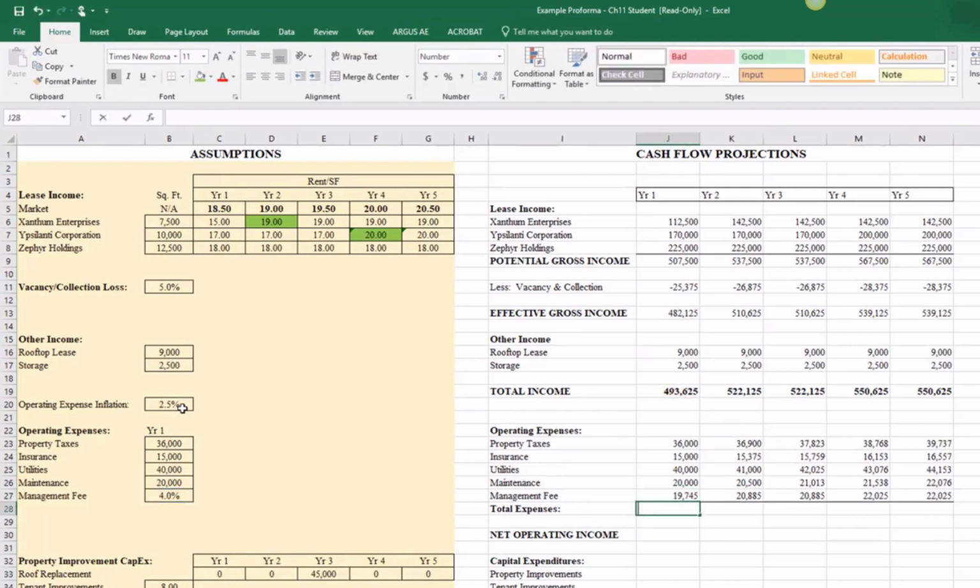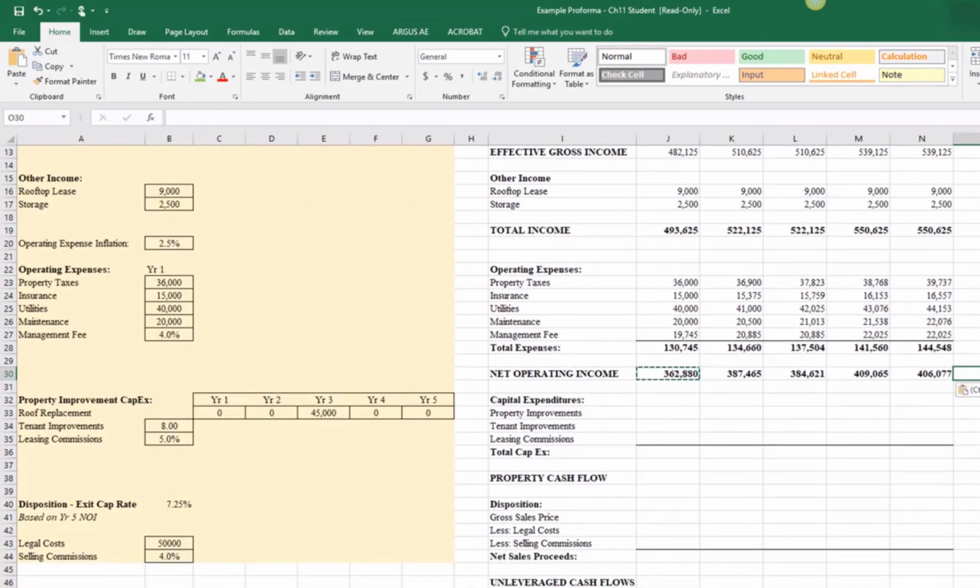My total expenses are going to simply be the sum of all the expenses. And once I get that, I can copy that all the way across, and I've got my expenses. NOI is just going to be the difference between income and expenses. Again, I can copy that across for all 5 years. And I've now got my income statement. Looks like we're going to be able to do this in one brief video.